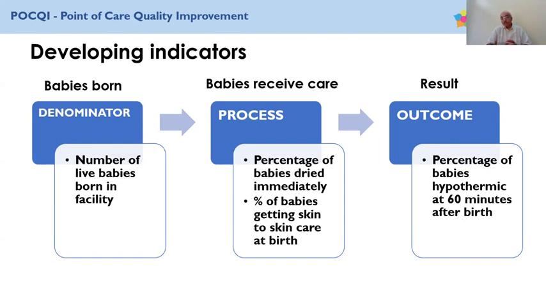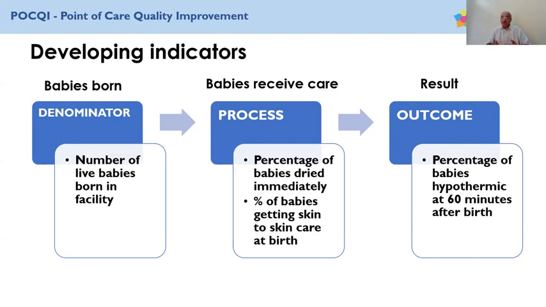So both of these processes can be measured. Here in your slide, the example being discussed is the percentage of babies getting skin to skin care. You can also have the percentage of babies dried immediately. Now both of these can lead to an outcome, and the outcome would be less hypothermia or no hypothermia. So if you want to develop an outcome indicator related to the process indicator, it would be the percentage of babies who are hypothermic at 60 minutes of life.